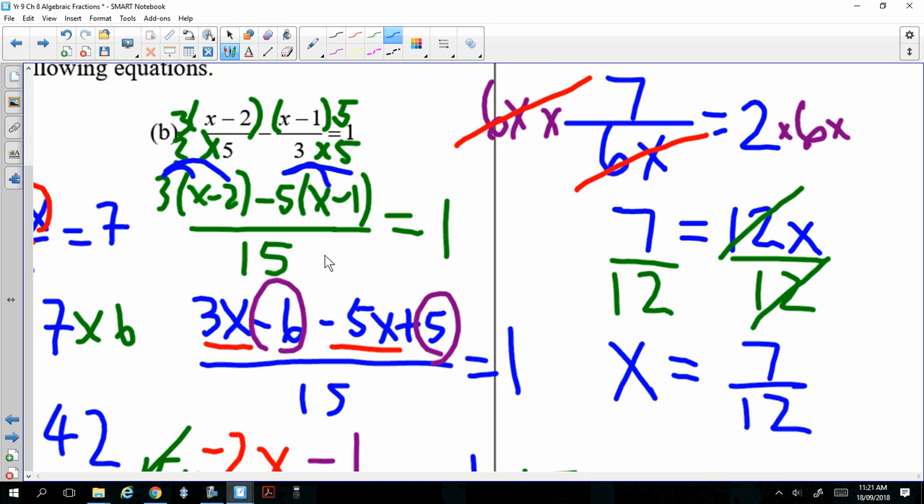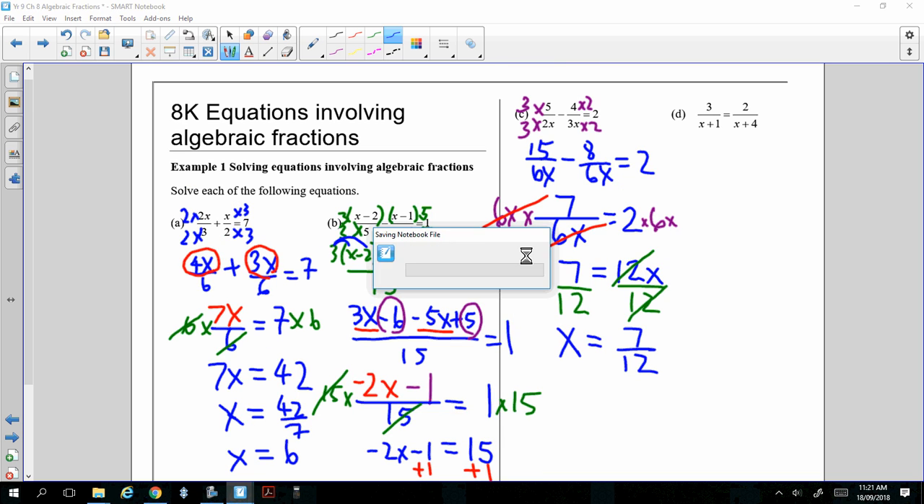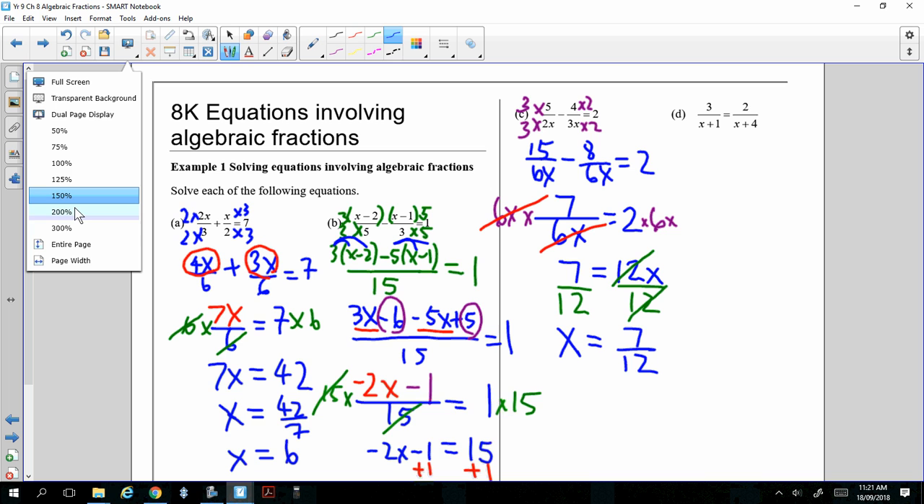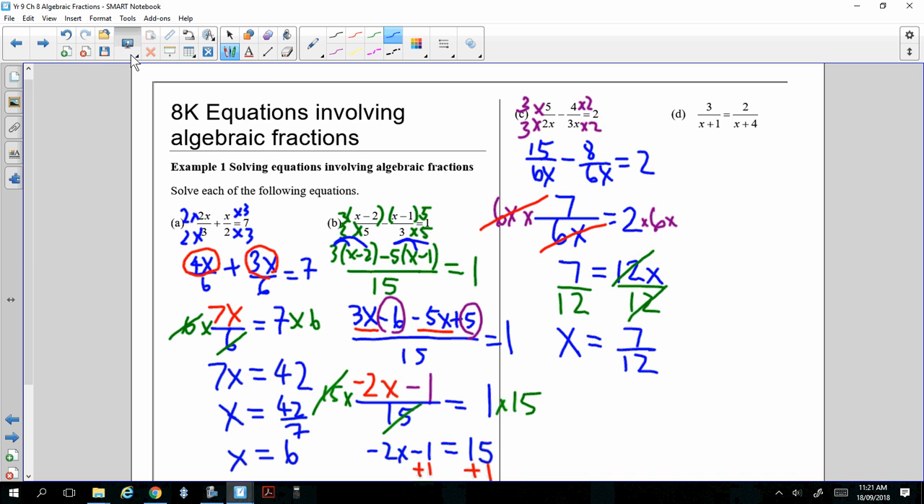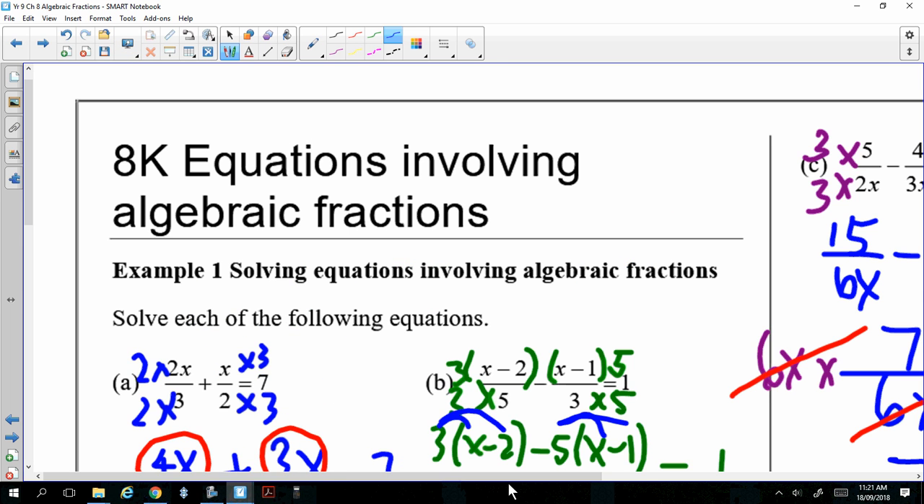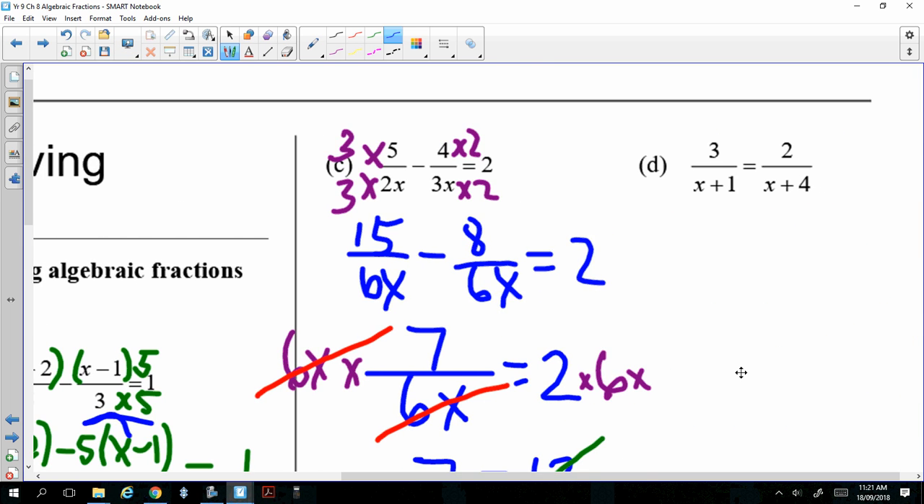We've got one more to go through, then we can get you to do the exercise. Now the next one's a little bit different because you've got a fraction on the left and a fraction on the right. They are not on the same side, so you don't make them the same denominator. When that happens, what you need to do is get rid of the denominators first. We'll get rid of one at a time.